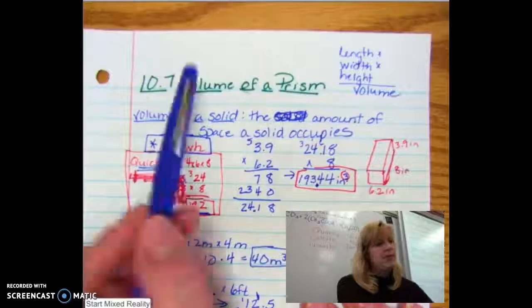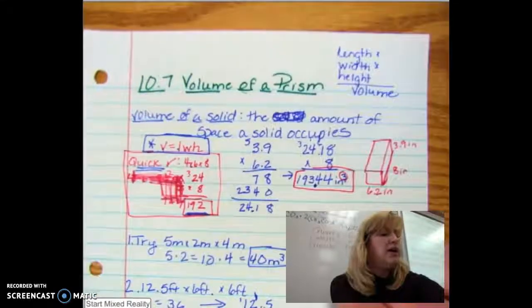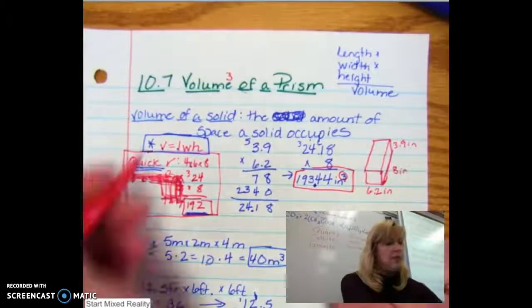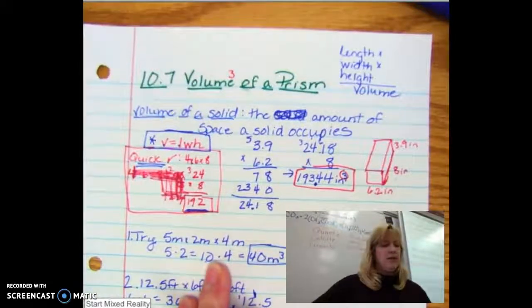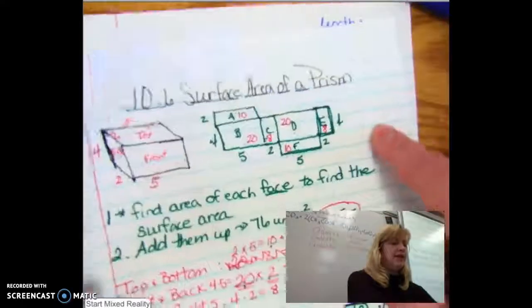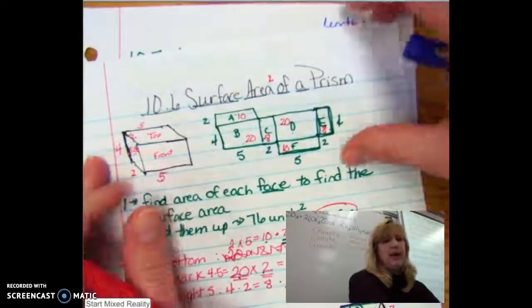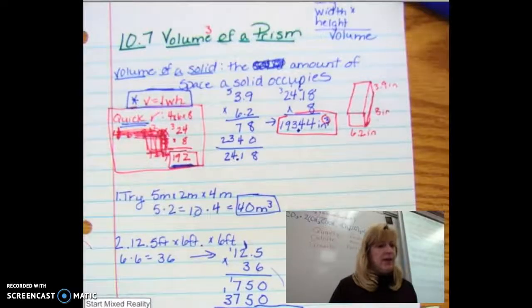So the biggest thing to remember in this lesson compared to the last lesson is volume is put the little cubed up there, whereas surface area is square units. Okay, so that's the biggest issue that I see with something being incorrect.